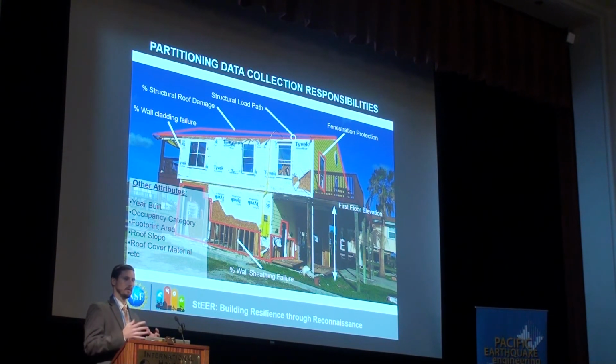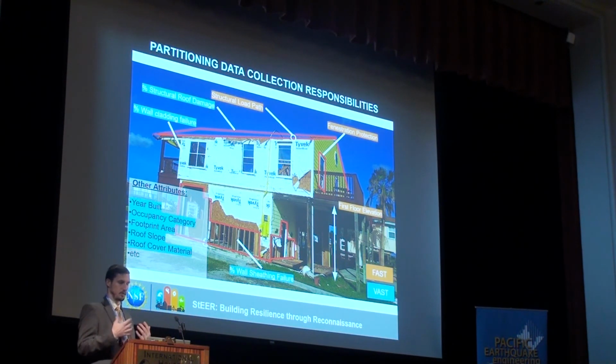And so the idea with the FAST and the VAST is you only have a certain amount of time in the field. You have a certain amount of person hours that you can dedicate to being on site. So how can we maximize, maybe this is all data that we want to collect, what is absolutely necessary for someone on site to collect, versus can anyone look at this photo and pull out some of these other attributes? So that's the idea of partitioning the data collection responsibilities.